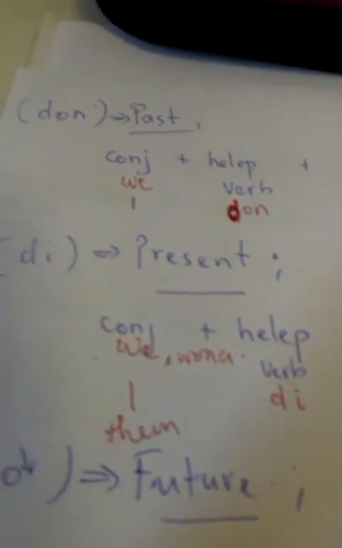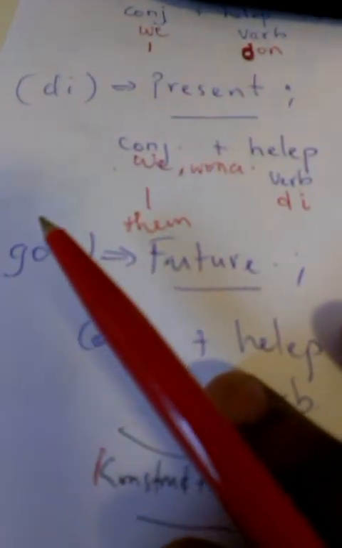So we need a conjugated verb again: I, you, he, we, una, or them. We plus them again with the help verb. And we just put the verb there, and we'll get a sentence. We'll take again another one.